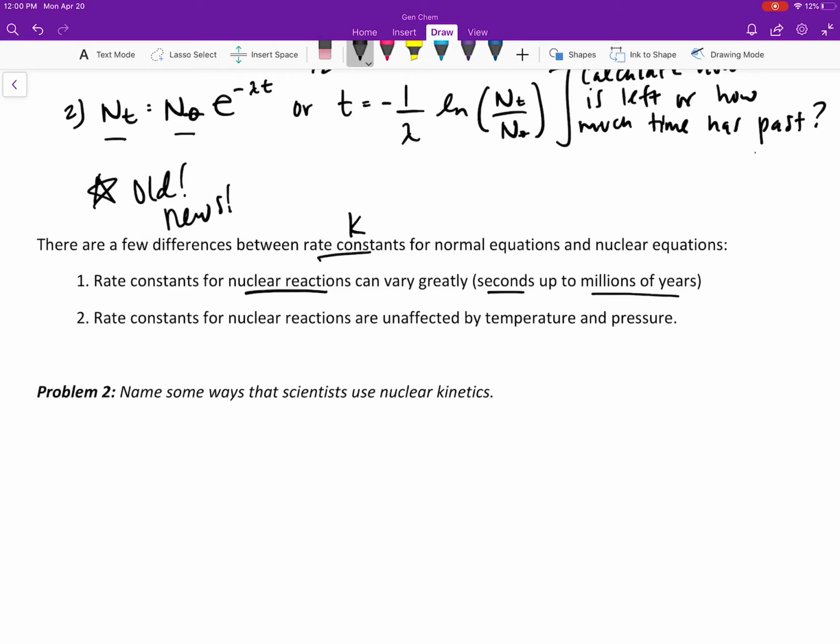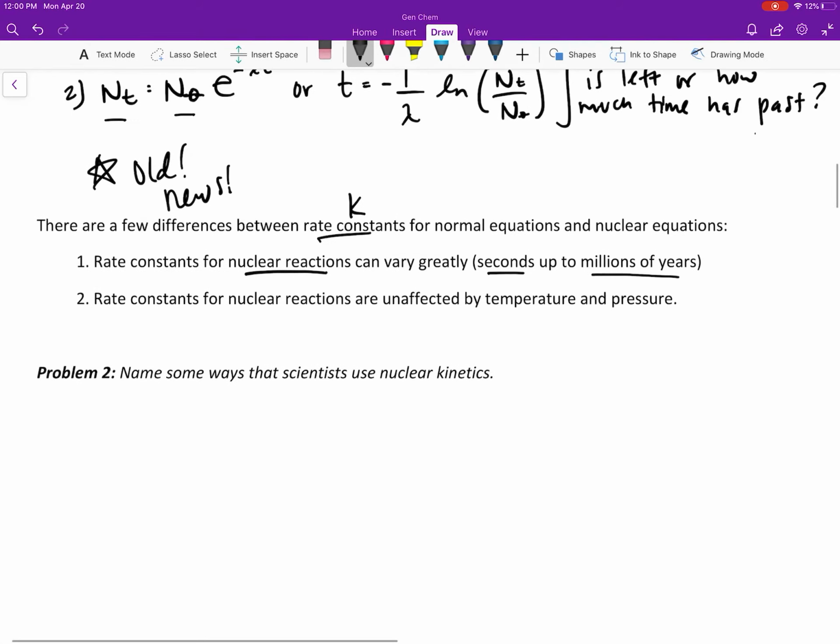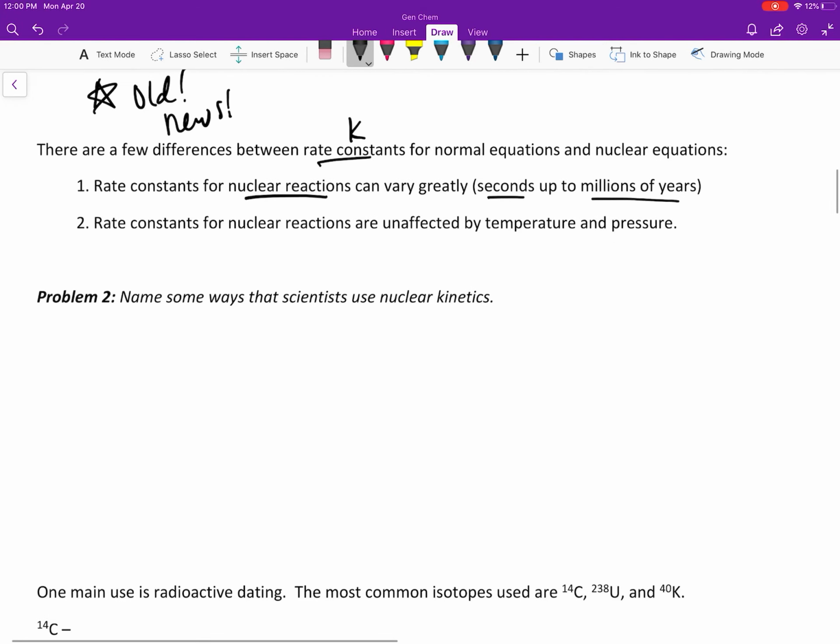In imaging, you want it to last at least a couple of minutes or hours so that you can take the image, but you don't want it to stay radioactive in someone's body for much longer than that. Rate constants for nuclear reactions are also unaffected by temperature and pressure, which also makes them really great for imaging and for radiometric dating, because we know they're not going to be affected by time and pressure, which would be factors for things buried under the ground for a long period of time under a lot of pressure, or maybe at a high temperature.